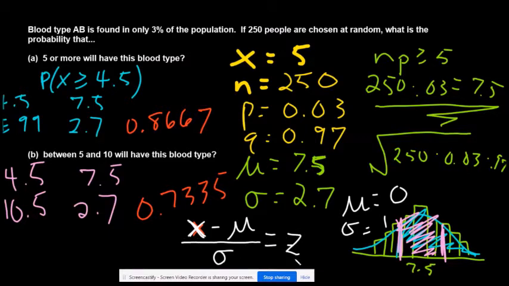So anyway, this was a pretty long lesson on using the normal and standard normal distribution to approximate the binomial distribution.